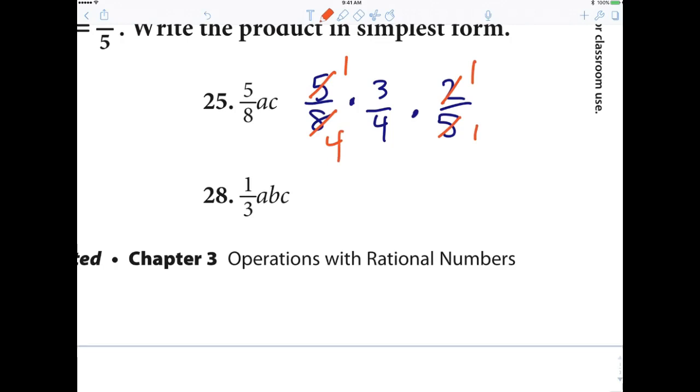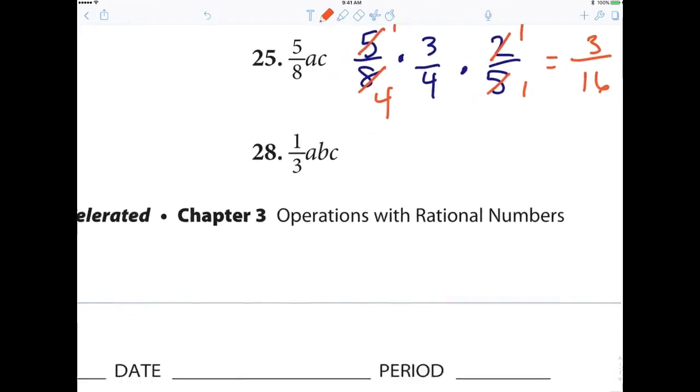All right. Madeline, what's my final answer? Yes, ma'am. Beautiful. 3 over 16. All right. Is everybody good with that? Yes. All right. That's not bad at all. Let's check out 27.